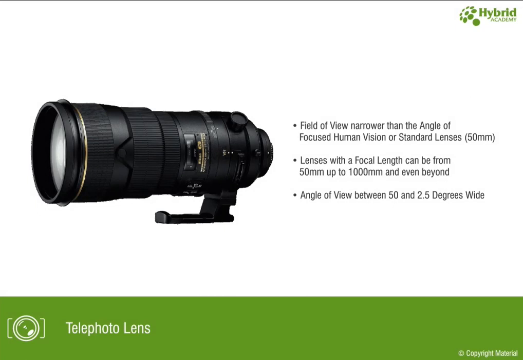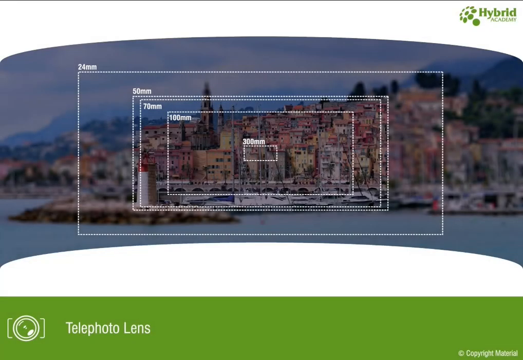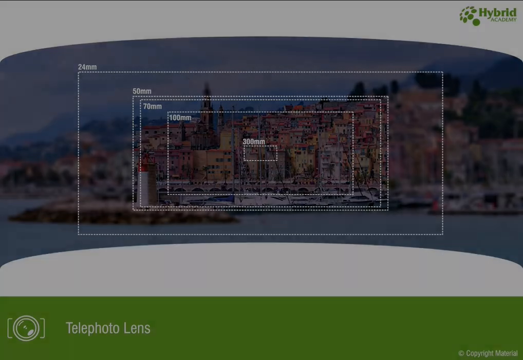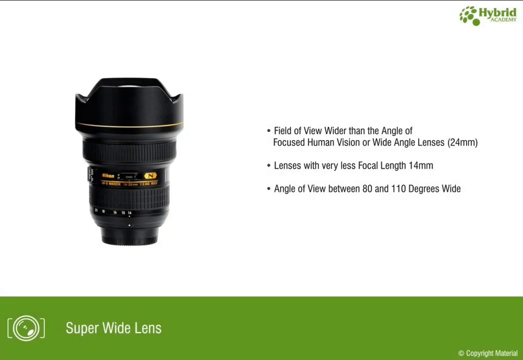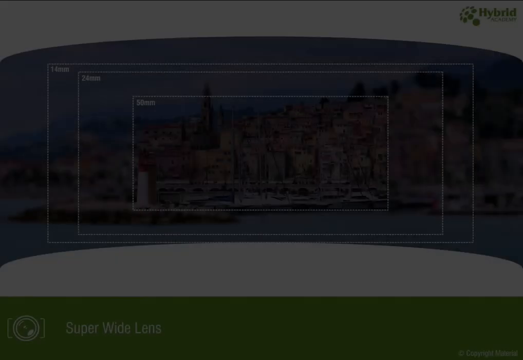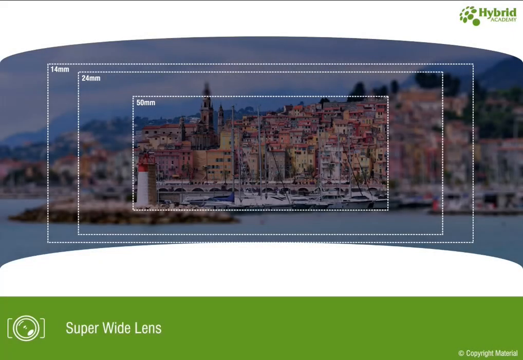Next is the telephoto lens, which gives the photographer the flexibility of multiple focal lengths ranging from 14 mm to 300 mm or even 1000 mm or beyond. These lenses provide a great zoom functionality to zoom in on a specific section of the landscape. Next are the super wide angle lenses, which provide very little focal length to capture a wide section of the landscape. These lenses usually have a focal length of 14 mm or 18 mm, etc.